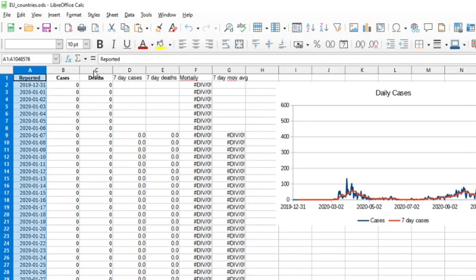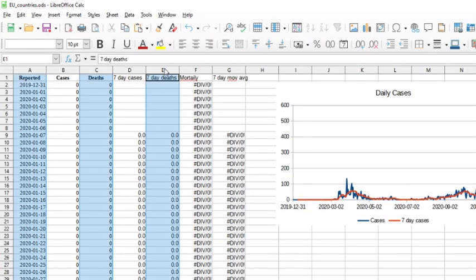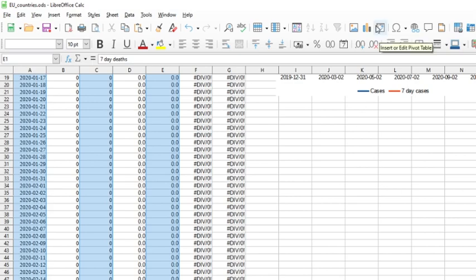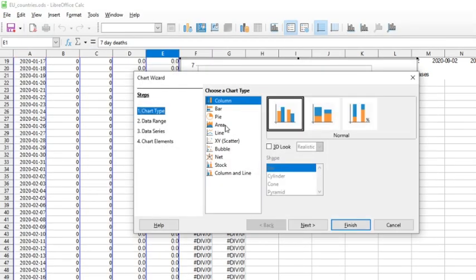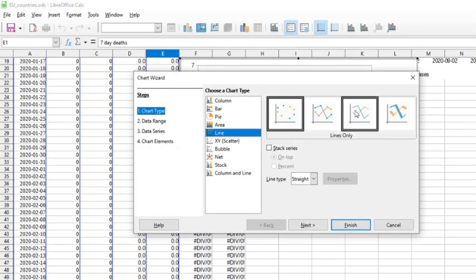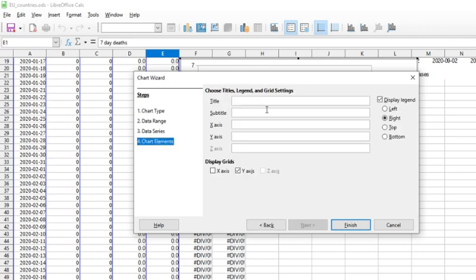Well, let's take a look at deaths now. Once again, we're going to plot the moving average on top of the daily numbers. Many times, the daily average gives you a better picture of what's going on than the actual daily numbers.